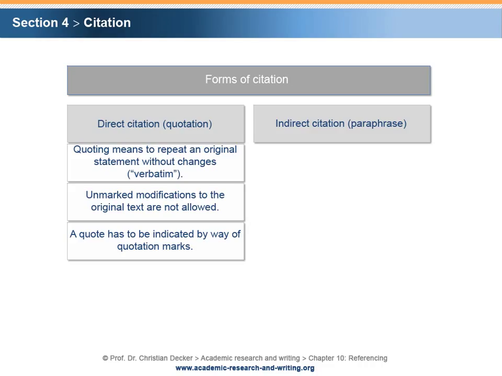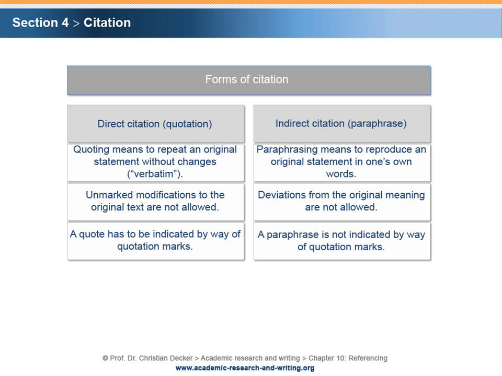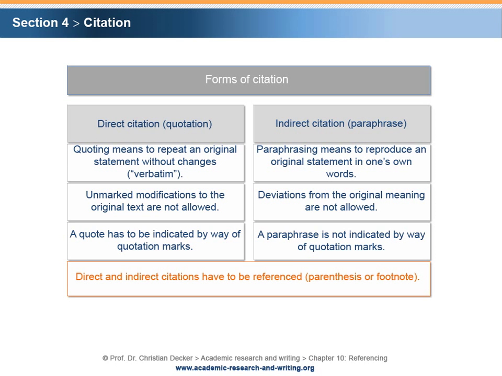The indirect citation or paraphrase is subject to the following rules. Paraphrasing means to reproduce an original statement in one's own words. Deviations from the original meaning are not allowed. A paraphrase is not indicated by way of quotation marks. Direct and indirect citations have to be referenced either by parenthetical or footnote referencing.